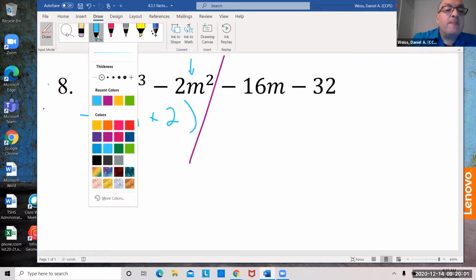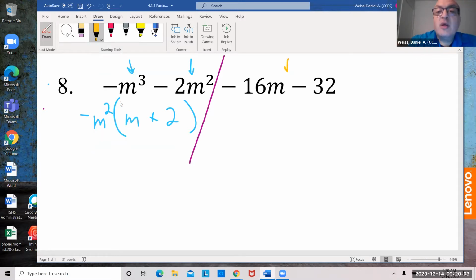Over here, what's common to both? 2 is common to both. 4 is common to both. 8 is common to both. Is there a higher number? Yes, 16 is common to both. I'm going to pull out negative 16. What's left? M plus 2.